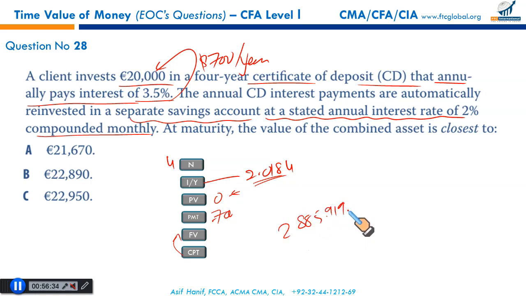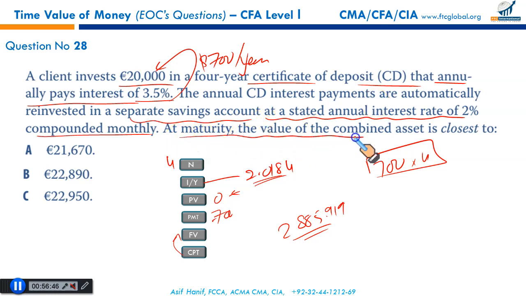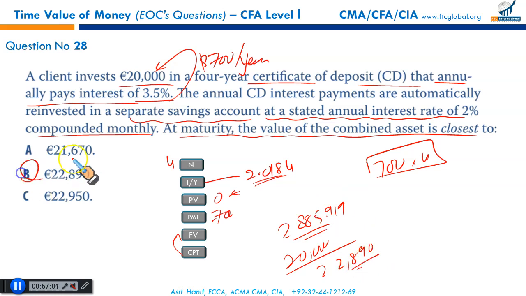2885.919. But it didn't ask you to calculate the interest only. This is the future amount of the 4 payments that have been invested at this rate, so this will be the future amount of interest only. We need the total combined amount. At maturity, the value of the combined asset inclusive of interest would be 20,000 plus this, which is 22890. I think we have got a marginal difference of $4. So that makes B the correct option.